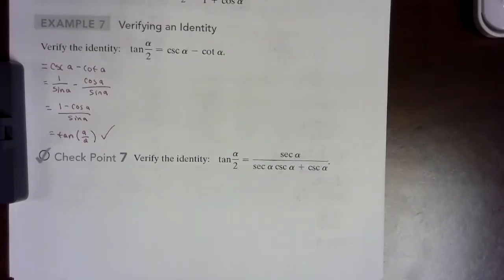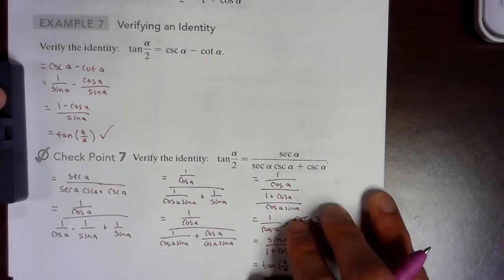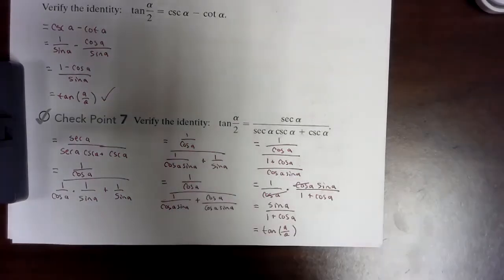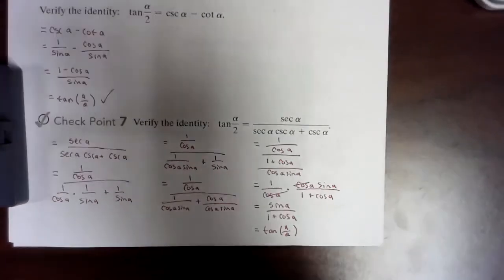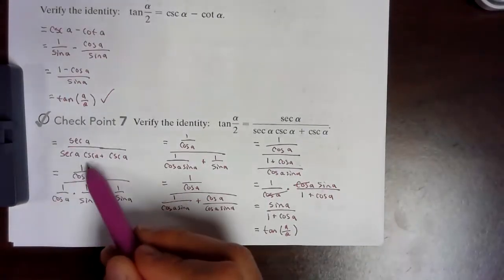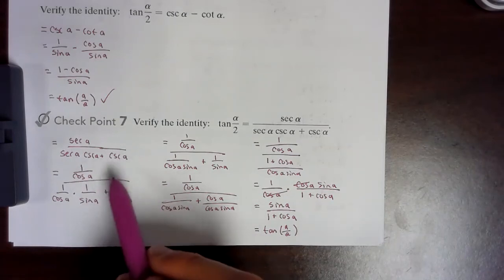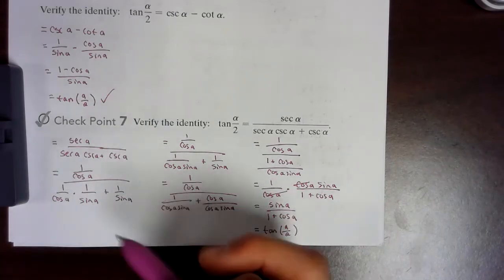I'm going to have you try with the last checkpoint. So go ahead and hit pause, work through that. That's the last thing that we've got. Right, actually a little more work here. And again, start with what do you know? So when you're working with secant, you know that that's 1 over cosine, and we have that twice. Cosecant is 1 over sine. We have that twice. So all I'm doing is just rewriting those.